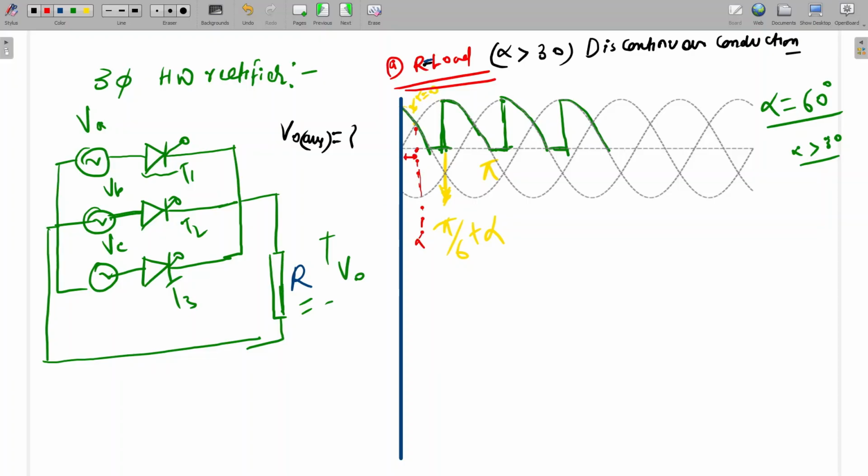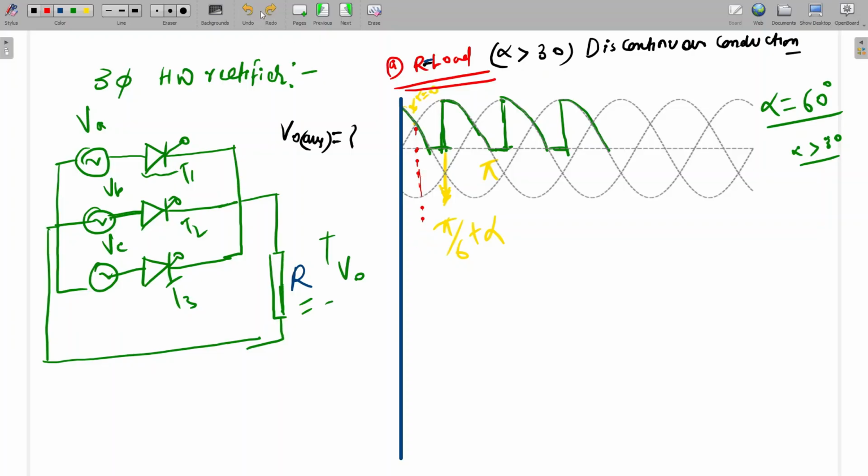In case of a full bridge converter, that will come as 60 degree. Here we are getting 30. If we go for a semi converter, there 60 degree will come. So here it is 30 only. 30 plus 60, it is 90.